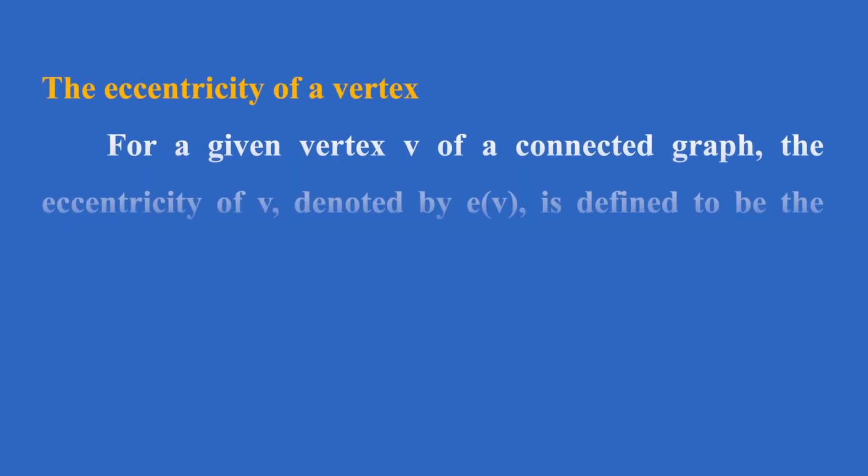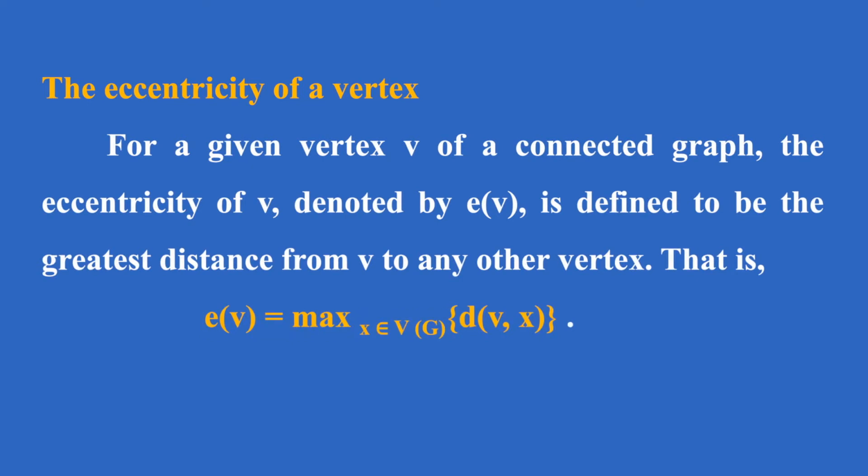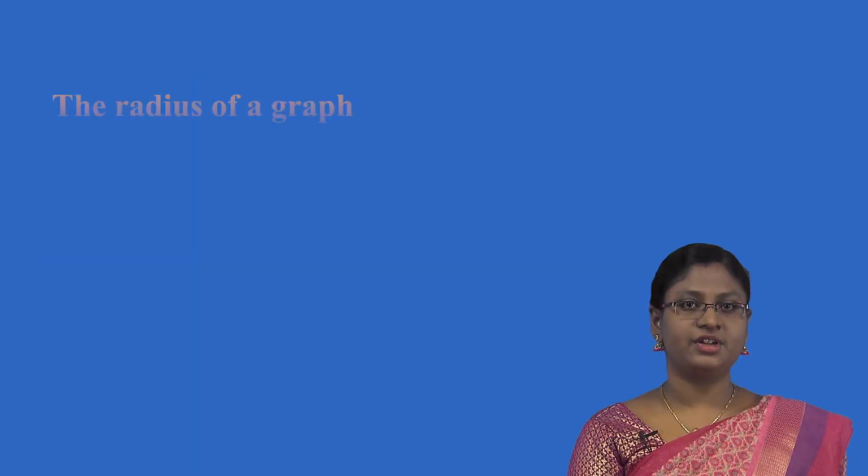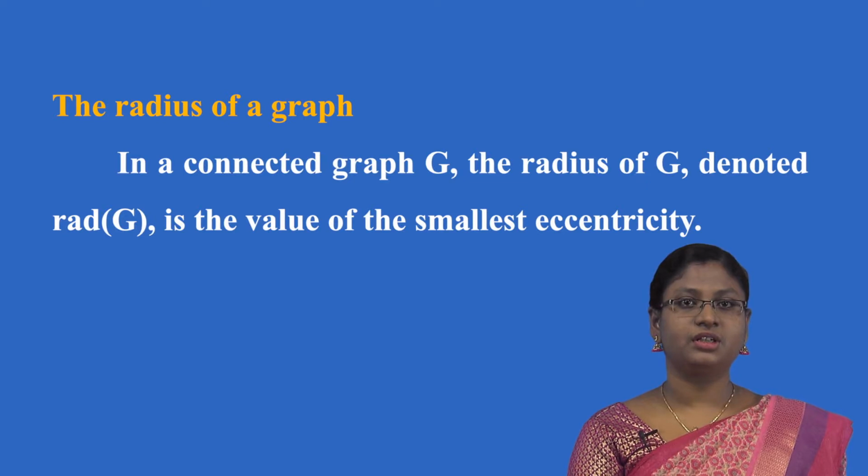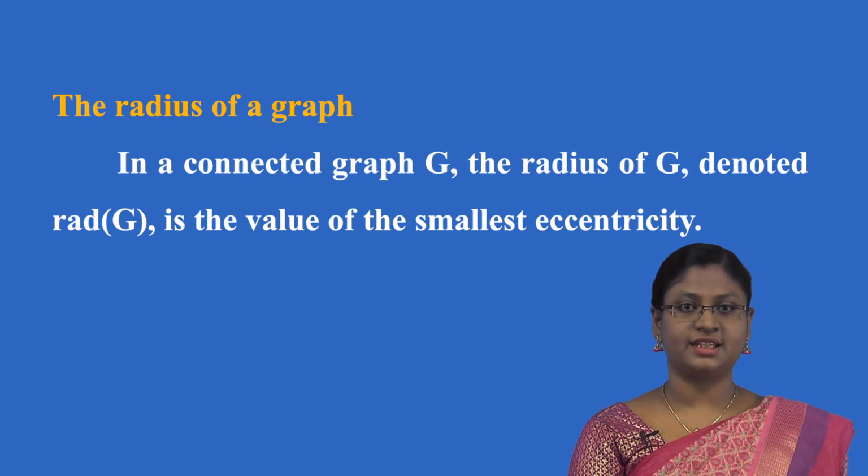Let us see the definition of eccentricity of a graph. For a given vertex v of a connected graph, the eccentricity of v, denoted by e(v), is defined to be the greatest distance from v to any other vertex, that is e(v) is equal to the maximum over x belonging to V(G) of d(v, x). Next, let us see the definition of radius of a graph. In a connected graph G, the radius of G, denoted by rad(G), is the value of the smallest eccentricity.